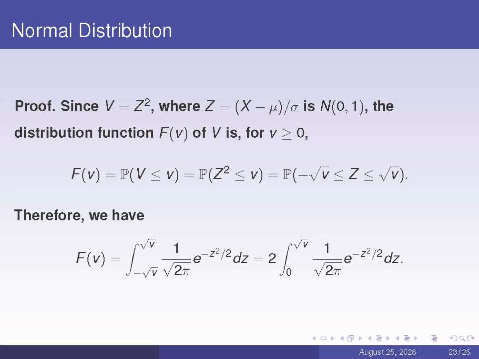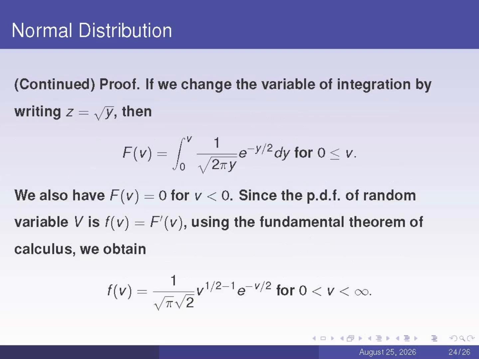Since z is N(0, 1), we obtain the integral in the last line, which considers the probability density function of z. The final equality is obtained by a simple change of variables. We apply a change of variables once more to transform the variable z into the variable y, defined by z equals the square root of y, as shown in line 2. After algebraic simplification, we obtain the integral with respect to y in line 3.